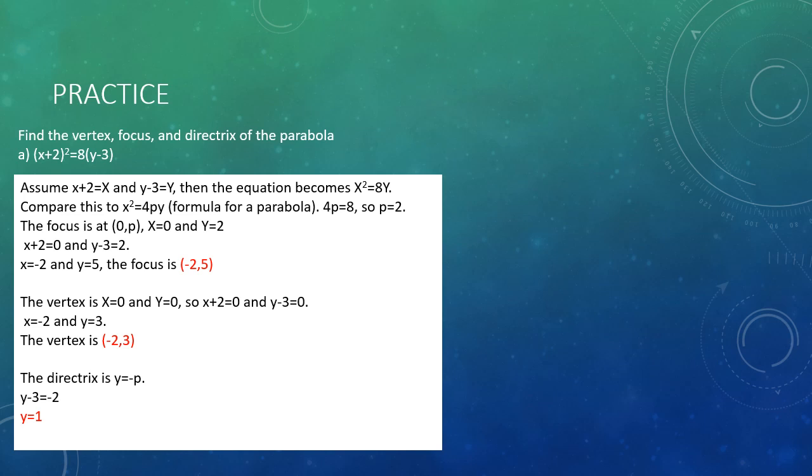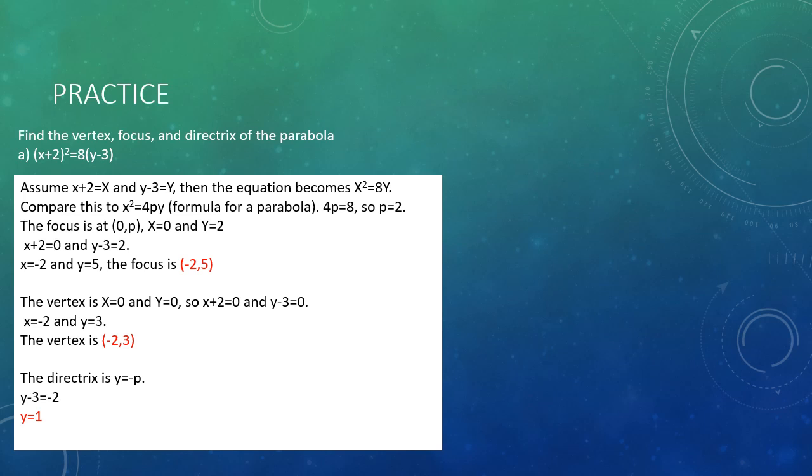So now to solve for the vertex, we can set big X equal to 0 and big Y equal to 0. Now we can substitute in the original equations, and then little x plus 2 is equal to 0, and little y minus 3 is equal to 0. Now we can solve for x and y, and we'll get that x equals negative 2 and y equals 3, which means that the vertex is at (negative 2, 3).